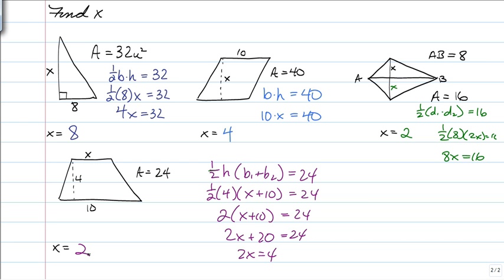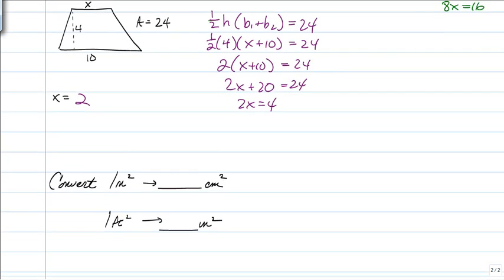And of course, when you're done doing these, you can always go back and double check your answers to see if it works. So for this, we could actually say 1/2 of 8 times 8. Yep, it is 32. You're good to go. In this one, you can do 2 plus 10 is 12 times half of the height. 12 times 2 is 24. Check it with the answer, and it works out.